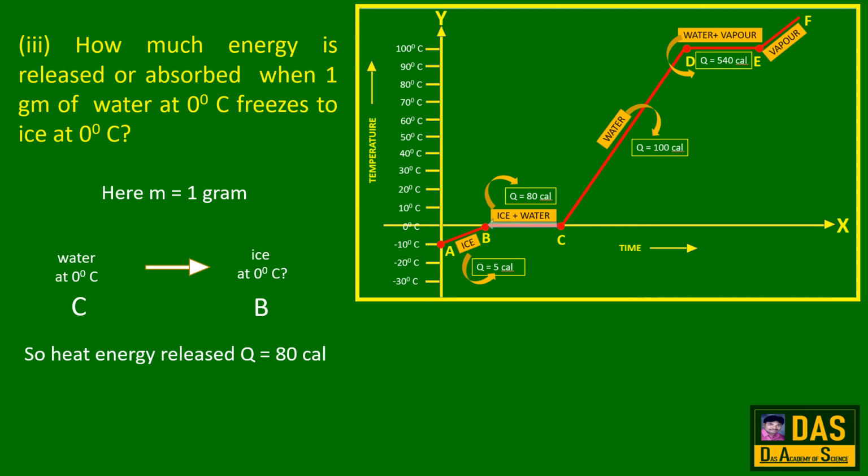By calculation also we can do it by using the formula Q equals mLF. Here m is mass of the substance, 1 gram, and LF is latent heat of fusion of ice, which is 80 calories per gram. So 1 into 80, that is 80 calories.